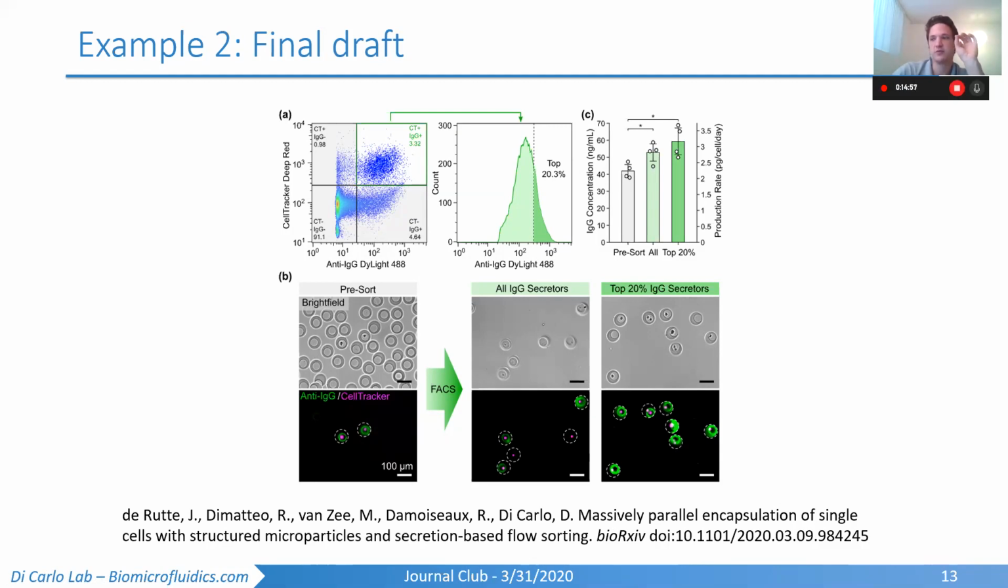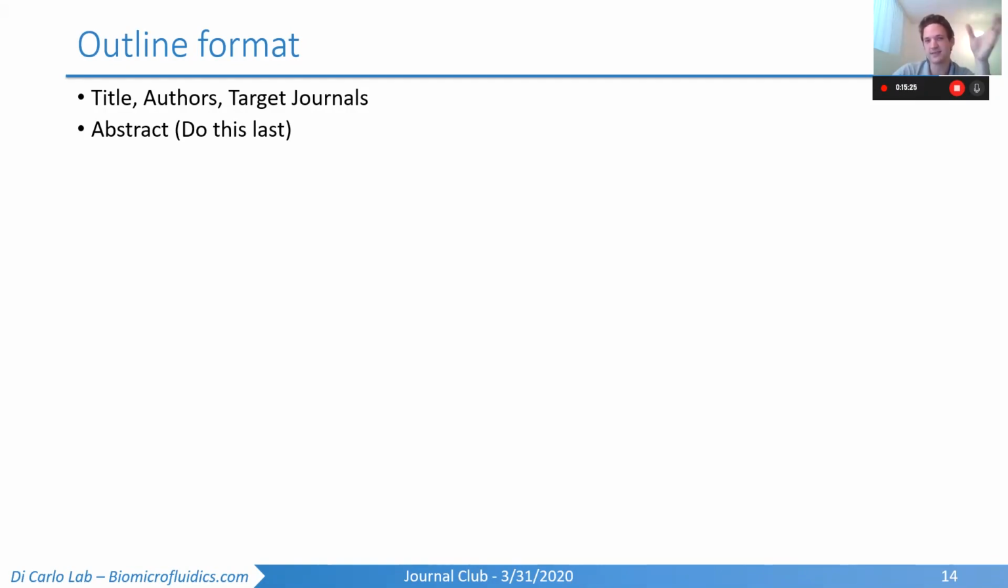Aside from figures, there's a general outline format that I find is really helpful before you're actually writing the manuscript. I included a template in the email, but you just include simple things like a preliminary title, authors, and some target journals. Abstract, always do last. You're just going to leave this blank. This is a succinct summary of your work, so unless your work is finished, there's no point in writing this.